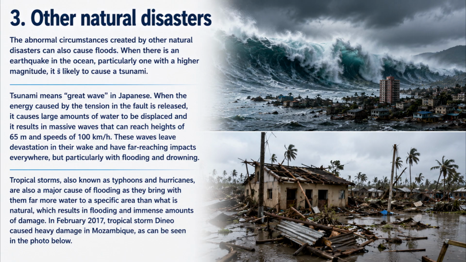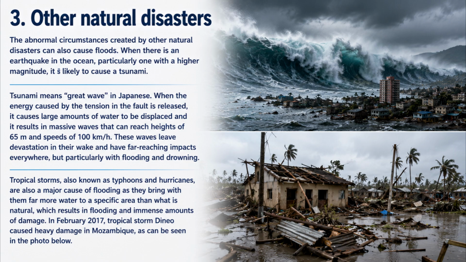When the energy caused by the tension in the fault is released, it causes large amounts of water to be displaced, and it results in massive waves that can reach heights of 65 m and speeds of 100 km per hour. These waves leave devastation in their wake and have far-reaching impacts everywhere, but particularly with flooding and drowning.